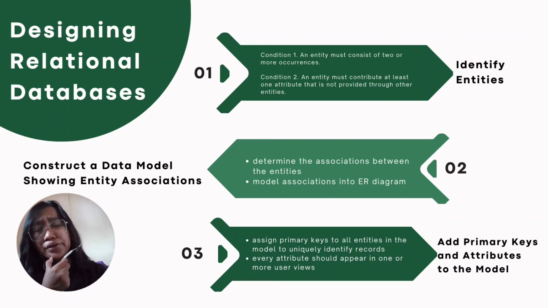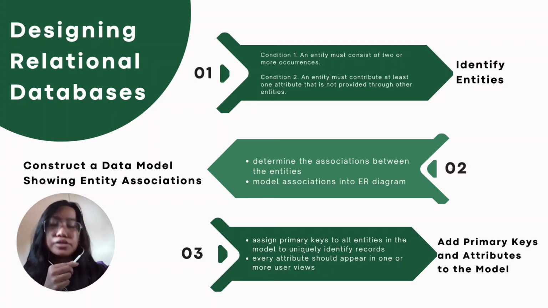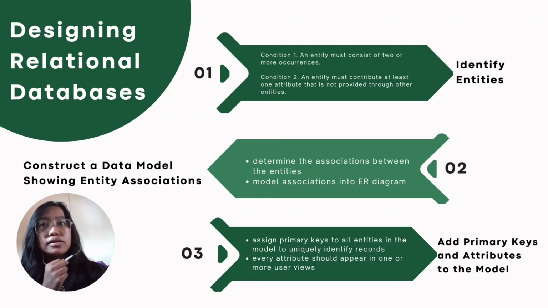Another example is inventory. So, the inventory entity meets both conditions. The description suggests that the organization holds many items of inventory. Thus, this entity would contain multiple occurrences. Also, we can logically assume that the attributes that define the inventory entity are not provided through other tables. So, the inventory entity is therefore a true entity that will need to be modeled.